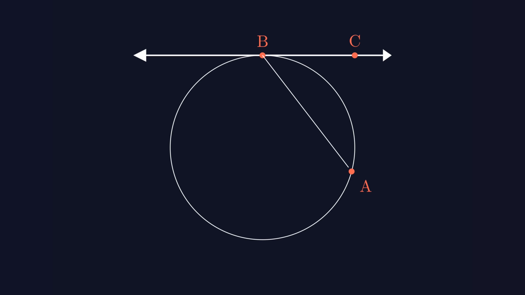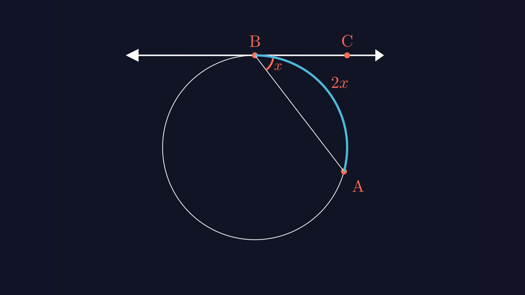Let's draw a tangent and a chord meeting at a point on the circle. The angle formed between a tangent and a chord is called a tangent chord angle. If we call this angle ABC as x, then the arc AB will measure 2x degrees.